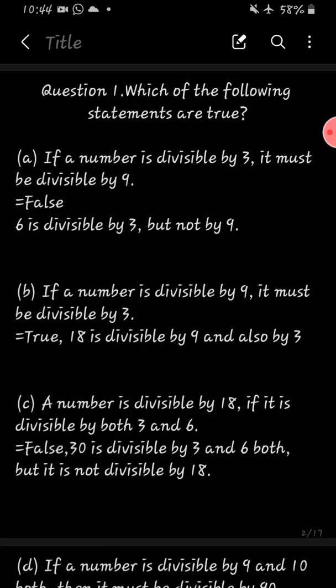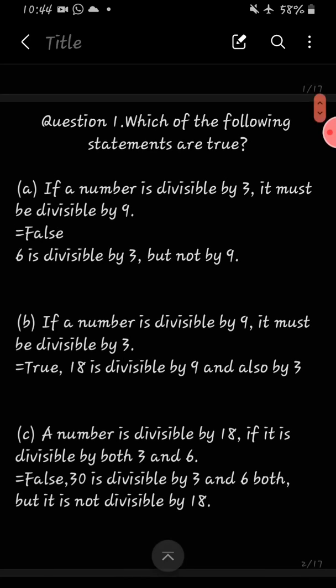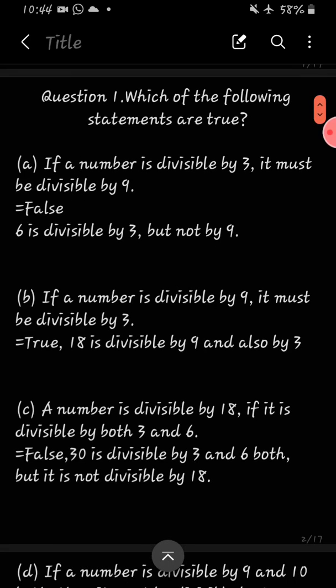B: If a number is divisible by 9, it must be divisible by 3. This is true, because you see 18 is divisible by 9 and 18 is also divisible by 3. Another example is 27, which is divisible by 9 and also by 3. Because 3 is a factor of 9, if a number is divisible by 9, it must be divisible by 3 also.